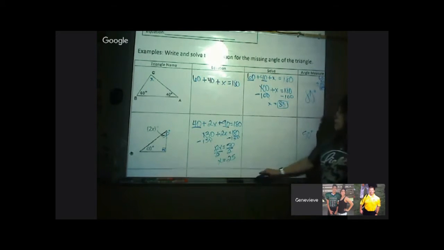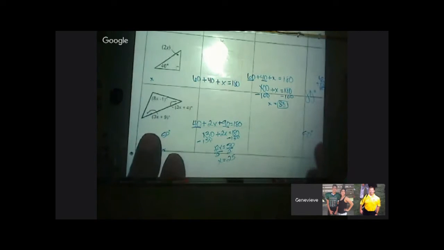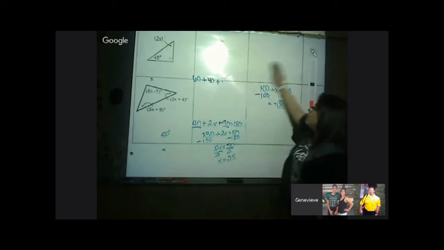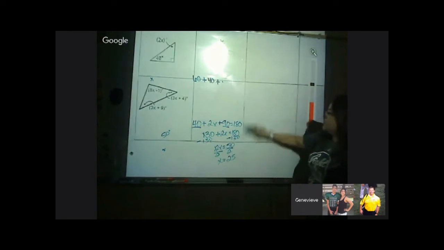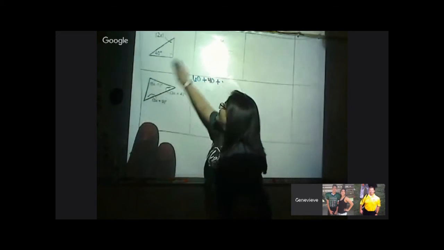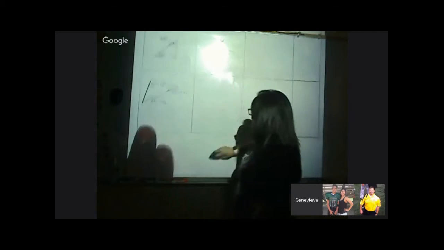Let's look at our last one. Let's figure out this interesting problem here. Me gusta mucho. I like this one a lot. Even bilingual. Okay.